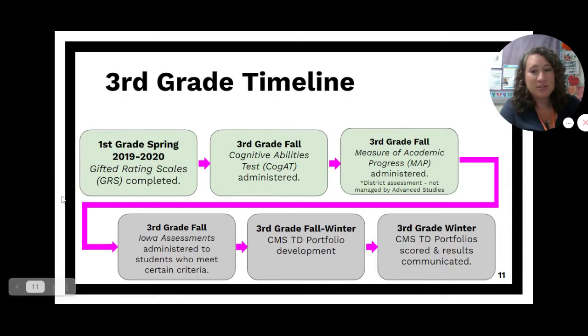In the third grade, it's very similar. GRS, if GRS was not completed in first grade. In third grade, we will take the COGAT test also, the MAP test, the Iowa test, and also students will have an opportunity to submit a portfolio selection.